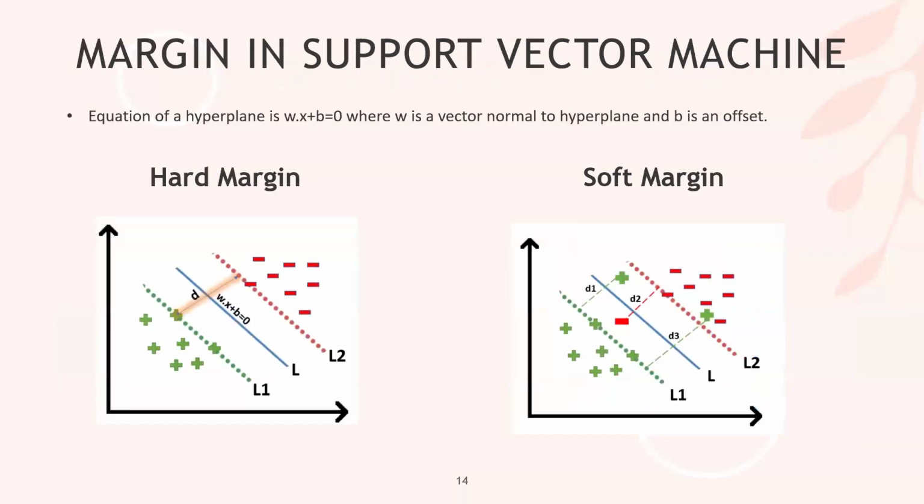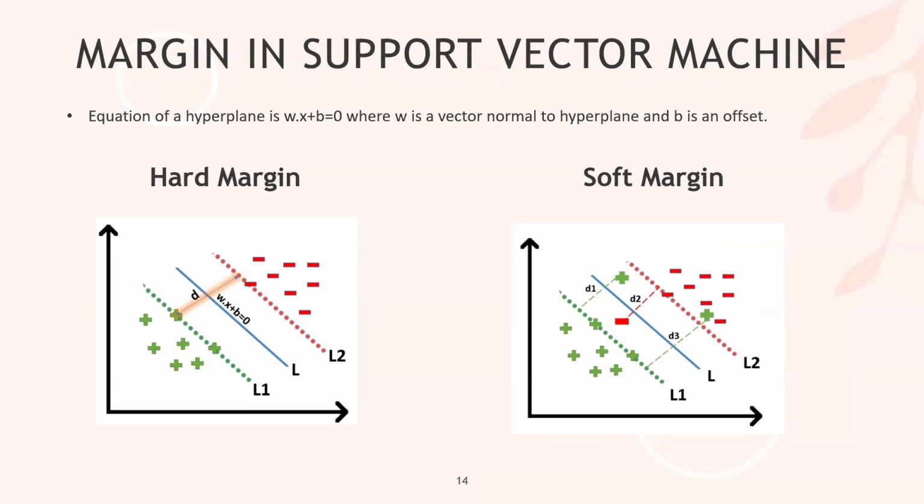So the margin in support vector machine, the equation of hyperplane is W dot X plus B. Now let's discuss the hard margin and soft margin in this slide. The hard margin will help us to figure out the hyperplane for the linearly separable data. We use the soft margin for the linearly non-separable data. As you can see the differences between both the diagrams.